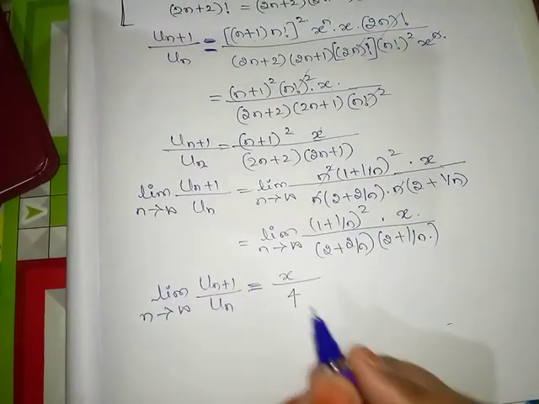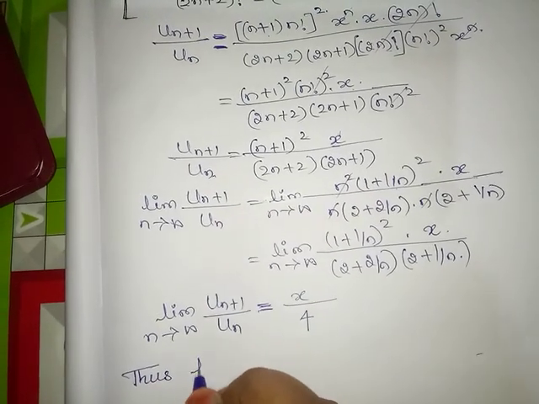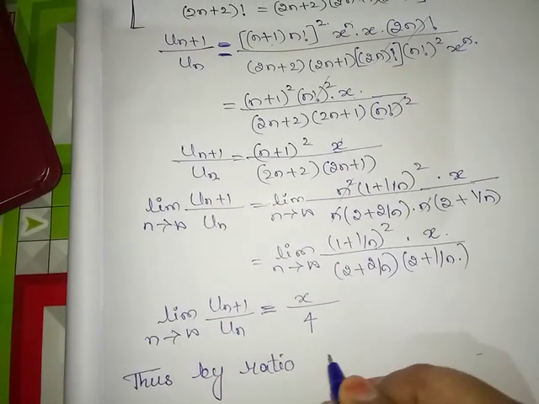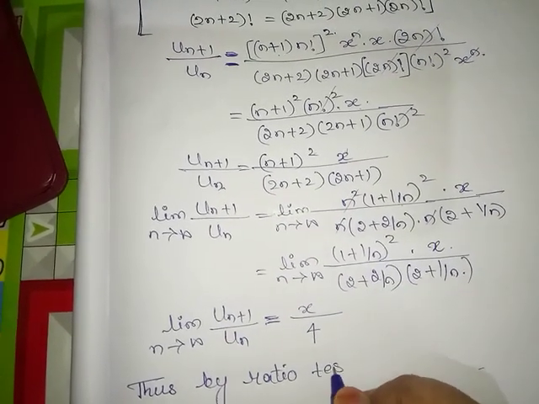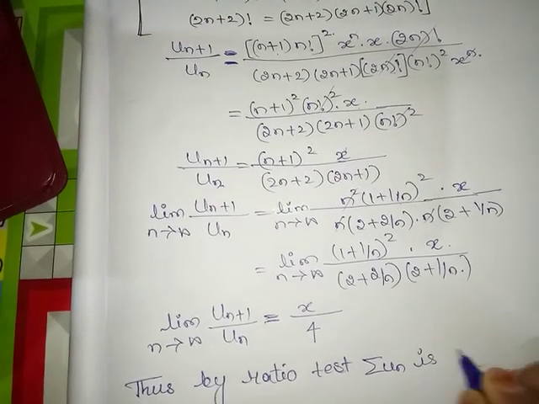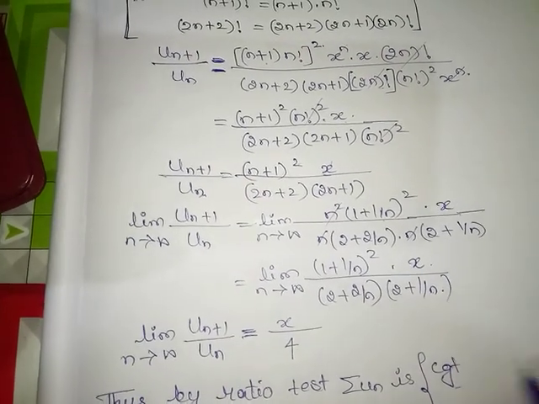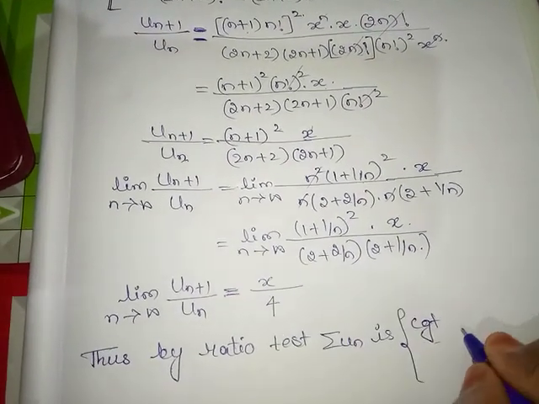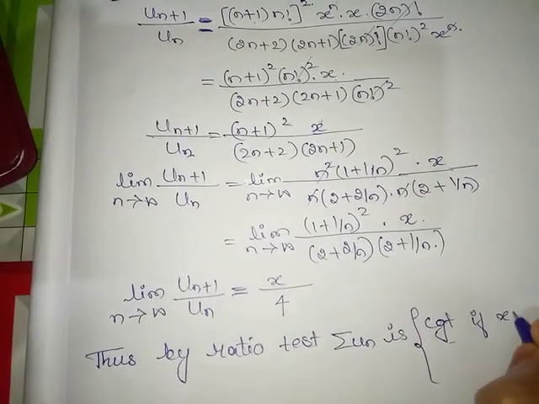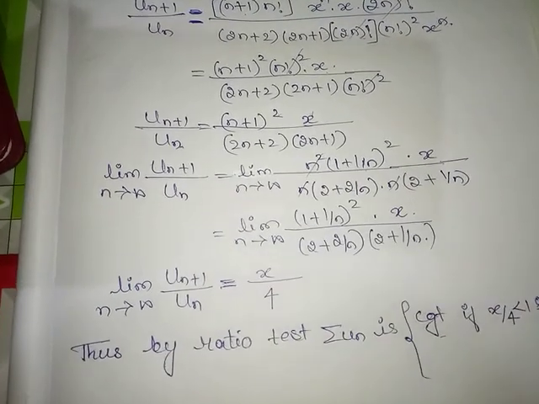Therefore our conclusion will be, thus by ratio test, summation un is convergent. I will write in short convergent, but you have to write the whole term as convergent. X by 4 is less than 1, or x is less than 4.